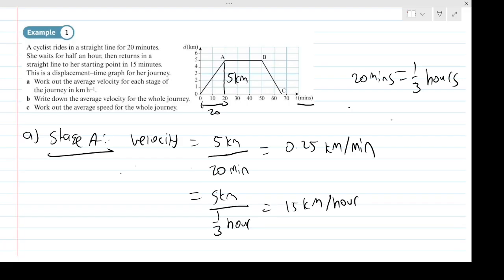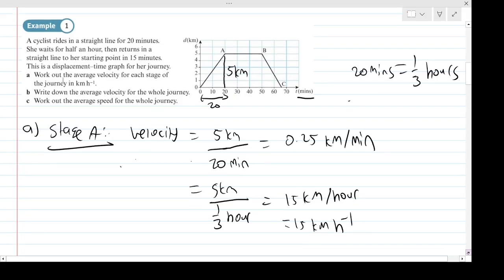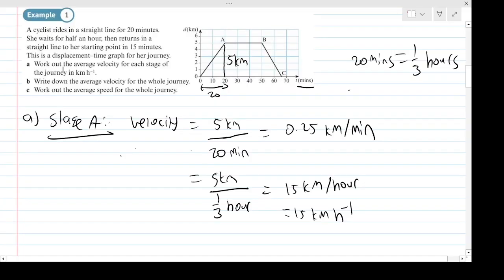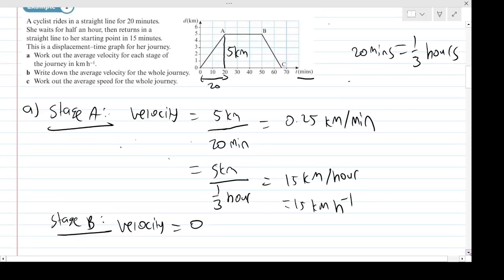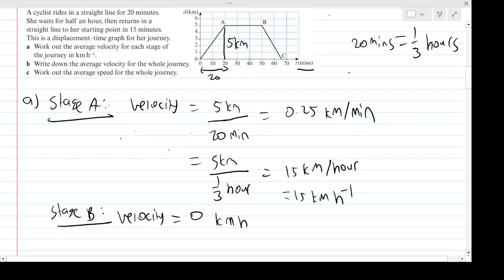And then in this sort of notation, 15 km to the h to the -1, kilometers per hour. Okay, right, so that's the velocity there. And for stage B here, well, actually the velocity, you should recognize it's a flat line. It's completely flat. There's no gradient to it, right? There's no change in displacement, so there's 0 here. So the gradient is 0, so the velocity is 0. So that'd be 0 kilometers per hour.